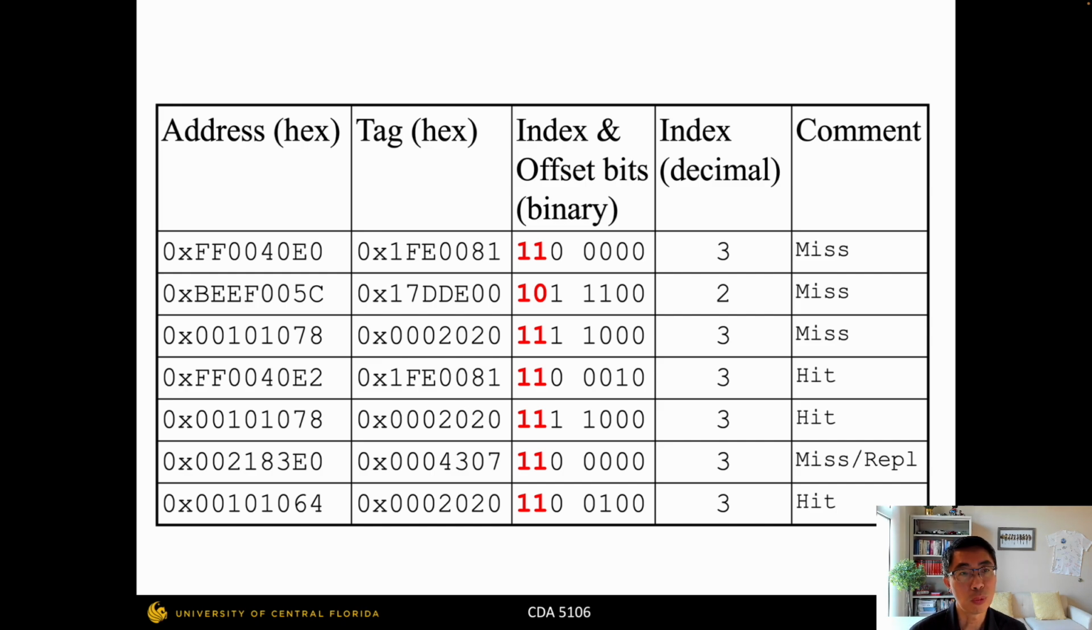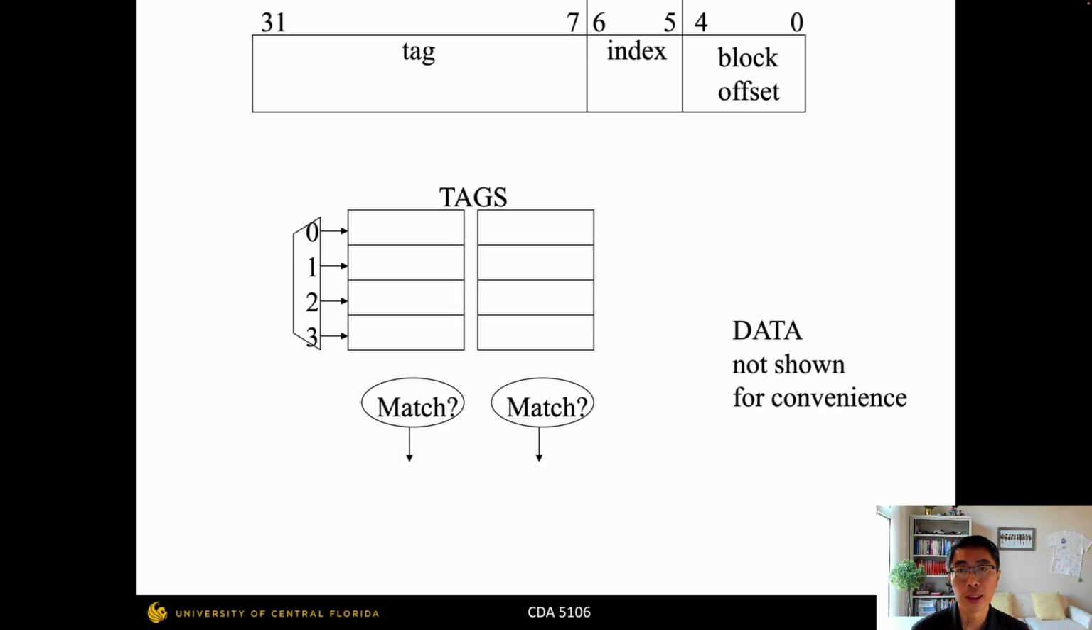And finally, what we need to figure out is what happens to the cache. Do we have a cache hit, a miss, or a miss with replacement? Now in the animation, I'm no longer going to show you the data array. I'm going to show you just the tag array. So there are 2 tags per set, and we only have 4 sets.